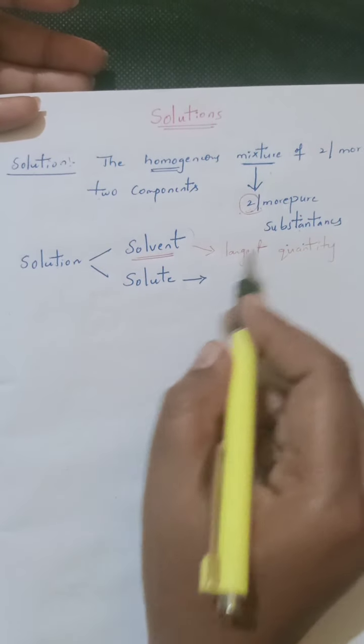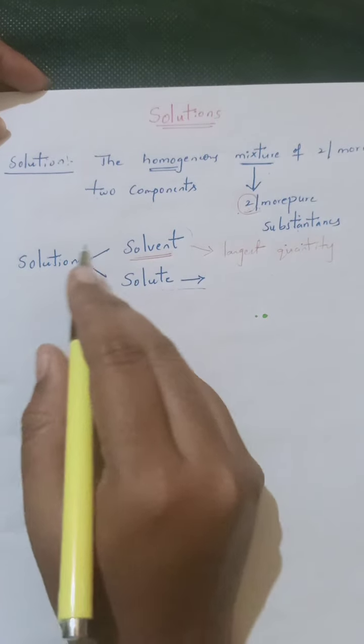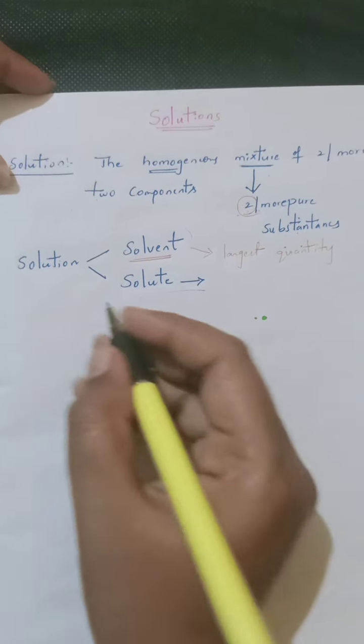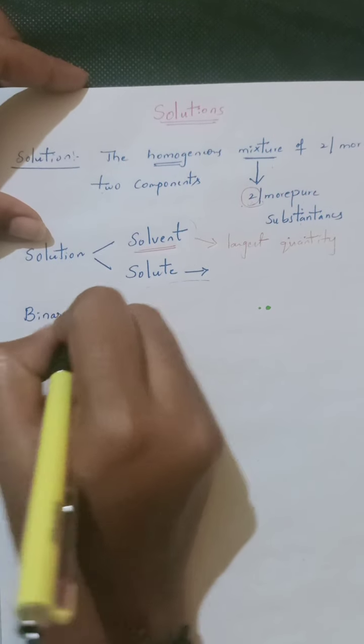This is in larger quantity, this is in minimum quantity. Okay, now we know the terms present in a solution. So we need to know another important term, that is binary solution.